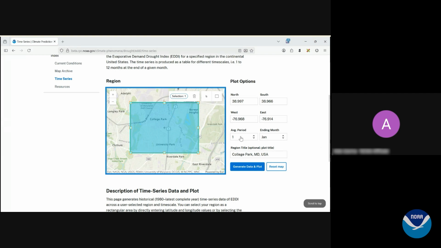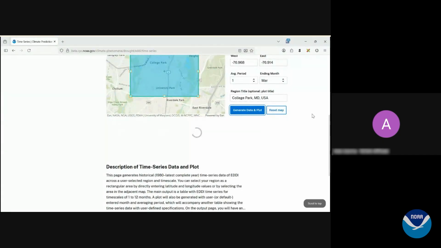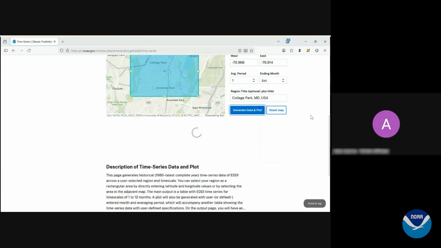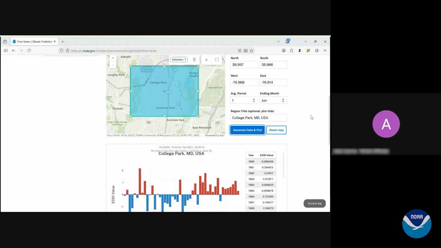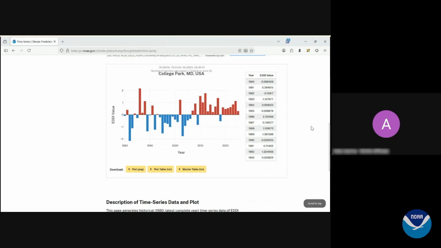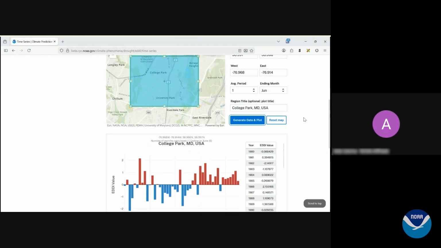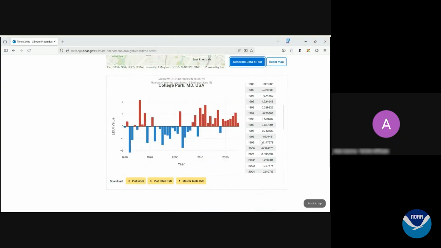And then when you select more options, the averaging period or the ending month, then you click generate data and plot, and it will, hold on, let's see. Okay, and then it'll display a plot of the EDDI values for these options and a table of the values next to it.